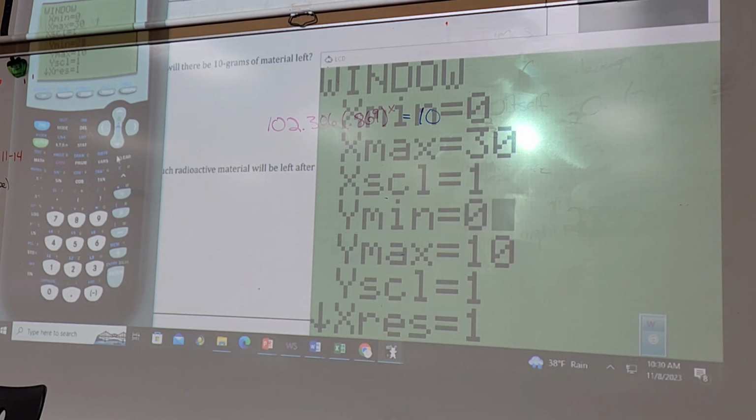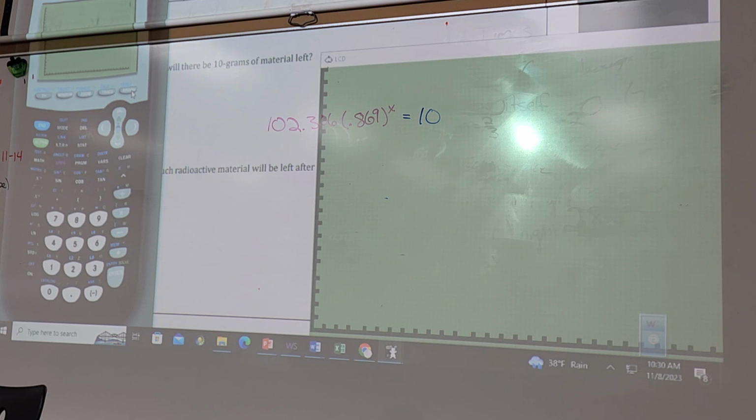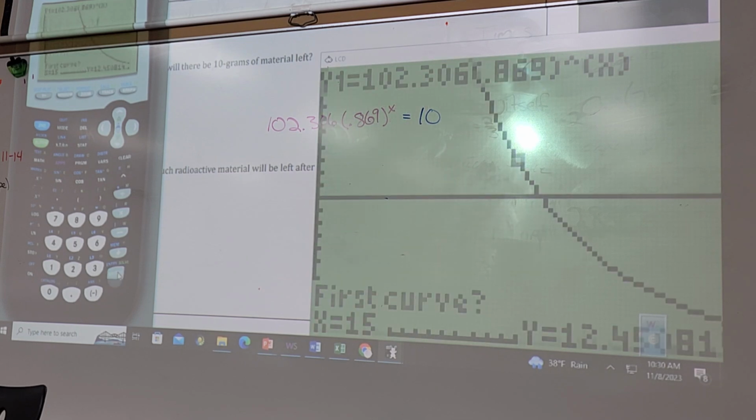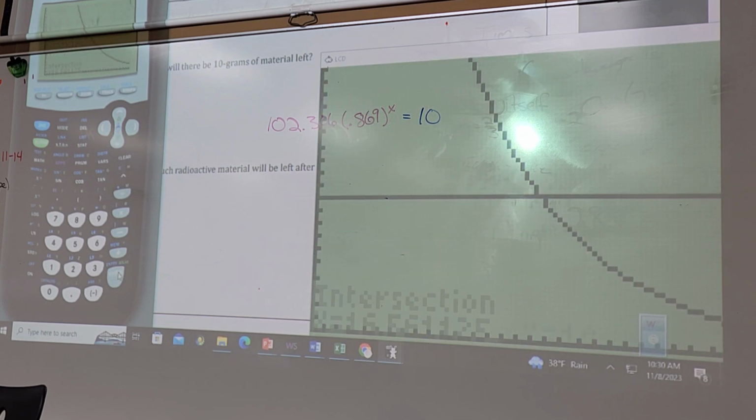My y won't be below that. I want to know when it's equal to 10, right? So let's just make it 20. Does that make sense? Because that'll be right in the middle. Now again, I did not graph this ahead of time. Becoming a good window setter is a skill. Second, calculate, intersect, right? Enter, enter, enter, enter. 16.56.